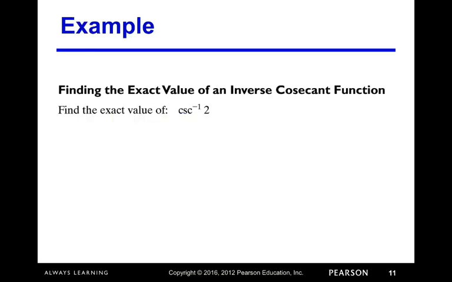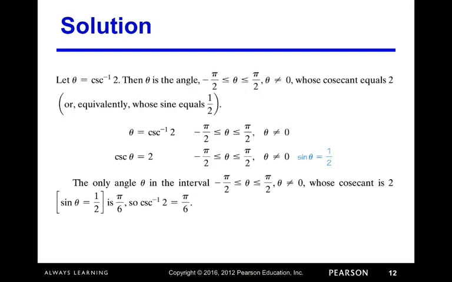So, find the exact value of the angle that has a cosecant of 2. Okay? So, you can also change it and say that's the angle that has a sine of 1/2, because cosecant is the reciprocal function of the sine function. So the angle that has a cosecant of 2, again, cosecant positive would be in the first quadrant.